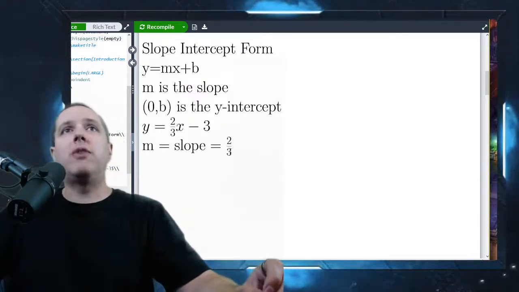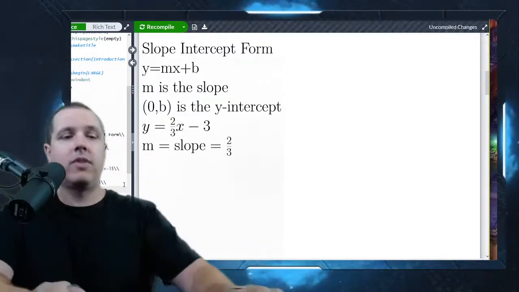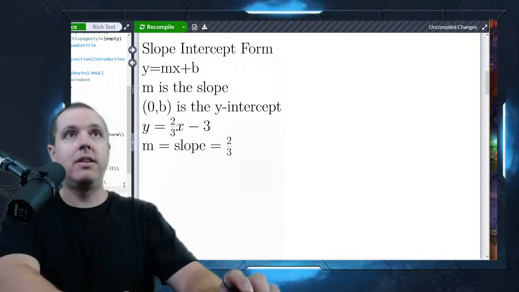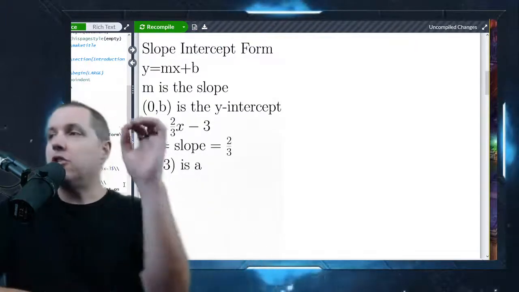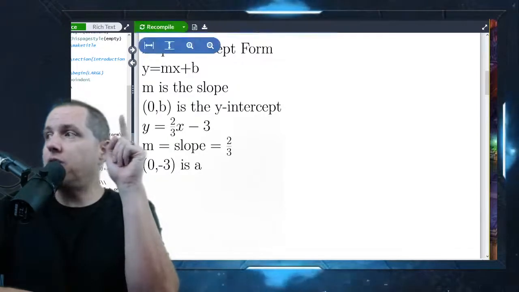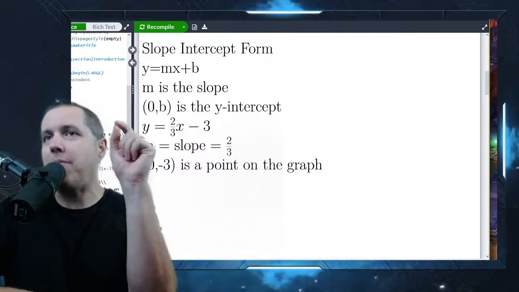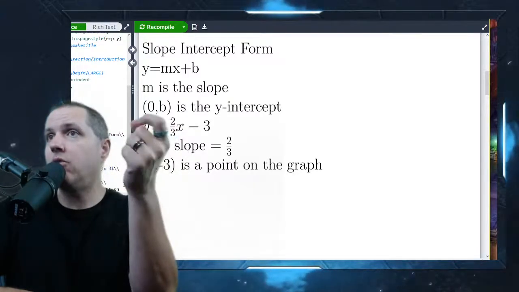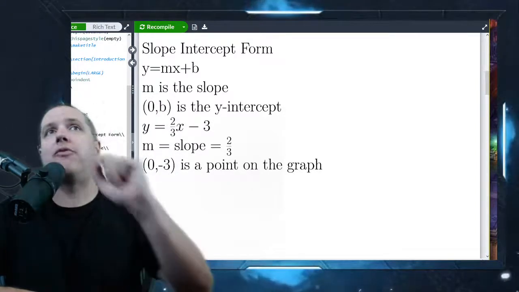So for the example that we are doing, I know that (0, -3) is a point on the graph. And the fact that it's a point on the graph is going to help us graph it. But even more important, it's the y-intercept. And that might tell us something about the problem that we're working on. That might give us some information that we didn't previously know. We added that information by being able to interpret the graph that we're looking at.